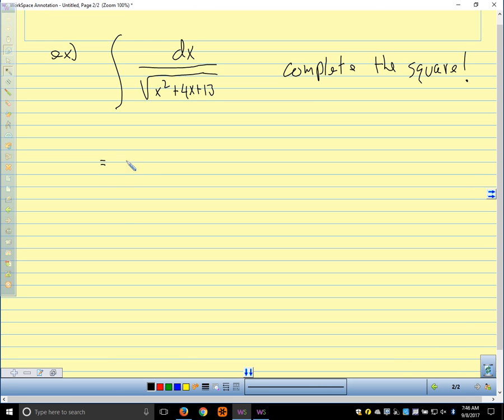All right. So this is equal to the integral of dx over the square root of x squared... How did we do it? You divide by 2 or something. So I'm going to do it in one more step. We're going to do x squared plus 4x. We divide this by 2 and square it, plus 4, but we don't want to change anything, so that's my perfect square. So I do a minus 4 plus 13.